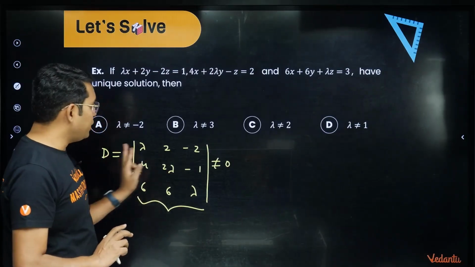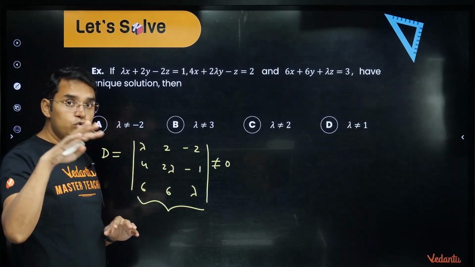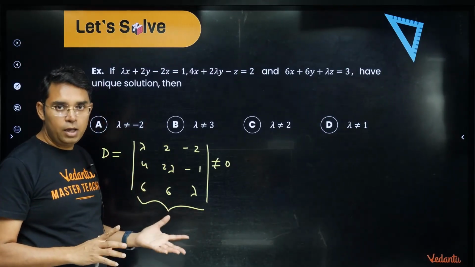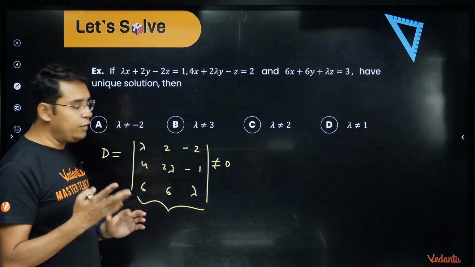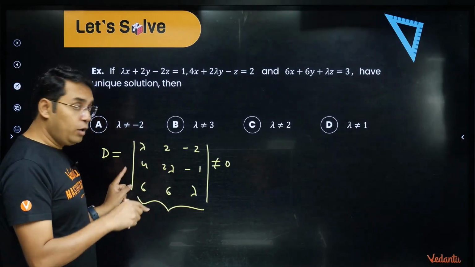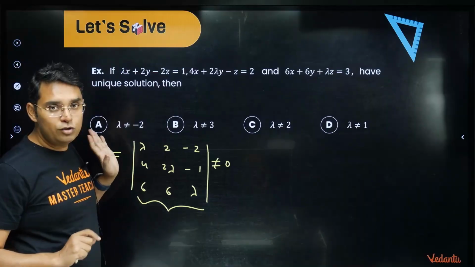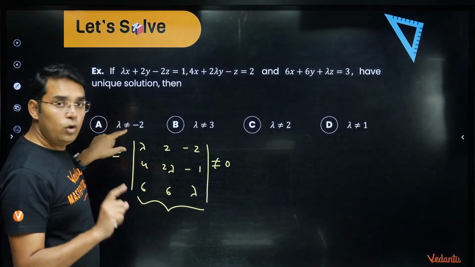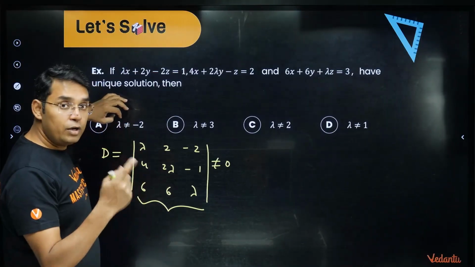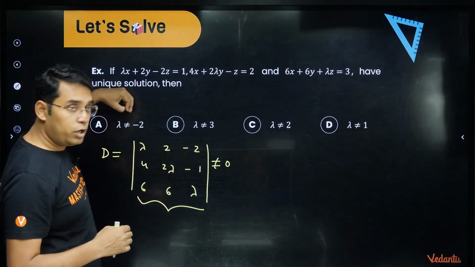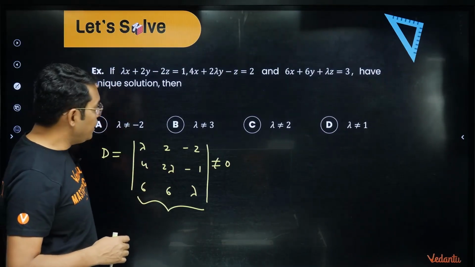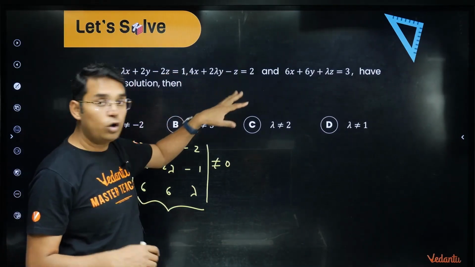But we want D not equal to 0, so only those roots, let's say alpha, beta, gamma, or maybe alpha, beta only, or maybe alpha only. For lambda not equal to those roots, we will get a unique solution. So your answer should be 1 or 2 or 3 values which lambda is not equal to, to get a unique solution. Now you can see all options are given as not equal to only.